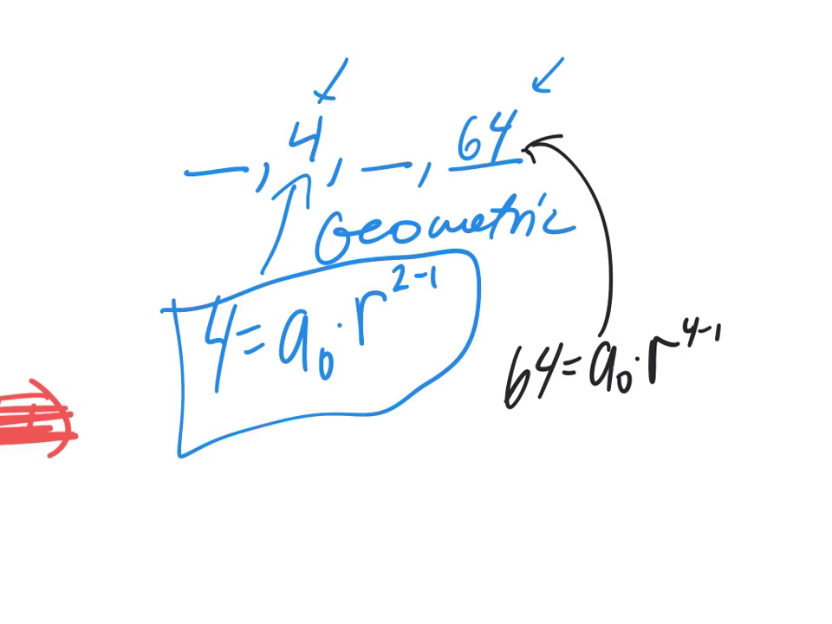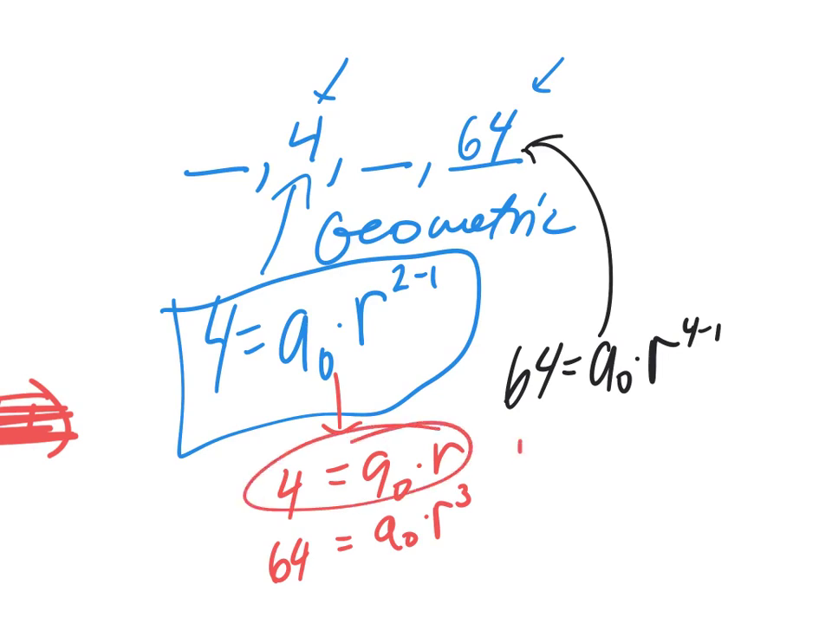All right, I'm going to clean up both of these and put them in red. This one, 4 equals a sub 0 times r. And the other one, 64 equals a sub 0 times r to the third. Now this one's not a good candidate for elimination. This one is going to be better by substitution. Okay, so if I want to solve for something, I might as well solve for r. r would be equal to 4 over a sub 0. Then I can put that here.